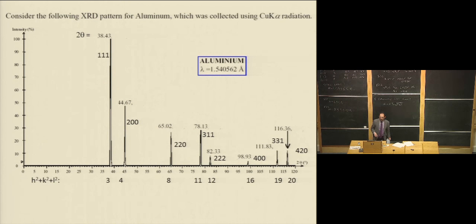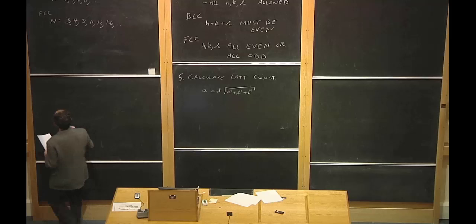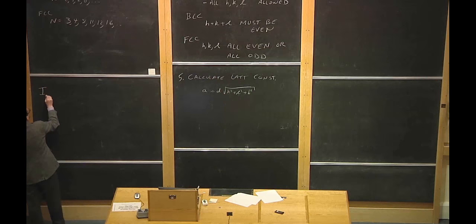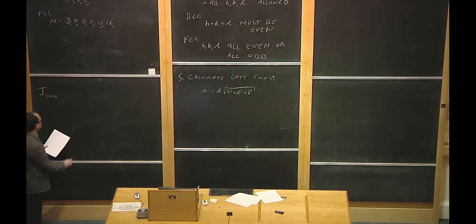There's more information in this scattering pattern than we've used so far. All we've used is the angles of scattering. We haven't used anything about the intensity of scattering. And there's a lot of information in the intensity of scattering that we can make use of. So let's see if we can understand how much scattering we should get for Miller indices H, K, and L.